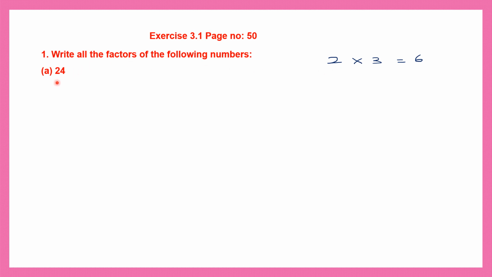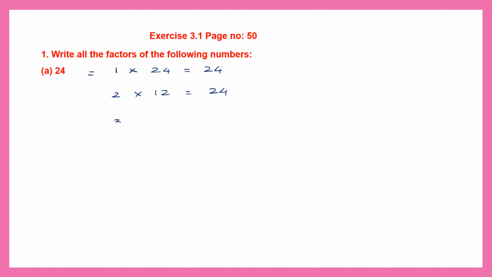So here we have a question 24. What are all the numbers that multiply to give us 24? So let's see. Let's begin with 1. So that is 1 into what will give us 24? 1 into 24 is 24, isn't it? So we finished 1. Let's try 2. 2 into what is 24? 2 12s are 24. So here 2 and 12 are the factors.